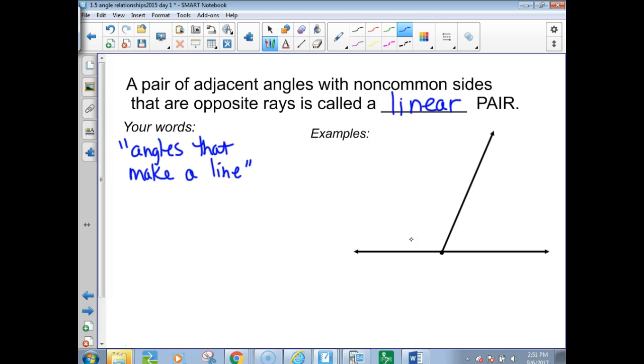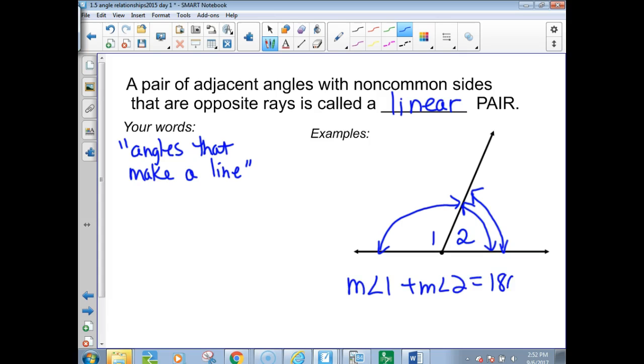All right, so over here, if I call this one angle 1 and this one angle 2, angle 1 is opening from here to here. Angle 2 is opening from here to here. They have no common interior points, and they are adjacent. And that would also show me that the measure of angle 1 plus the measure of angle 2 is 180 degrees.